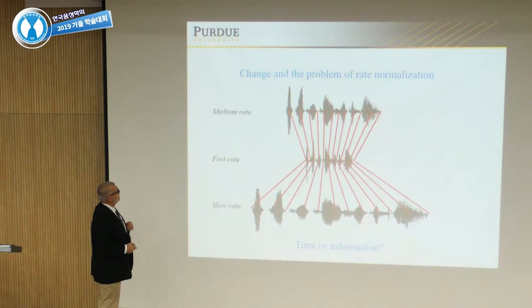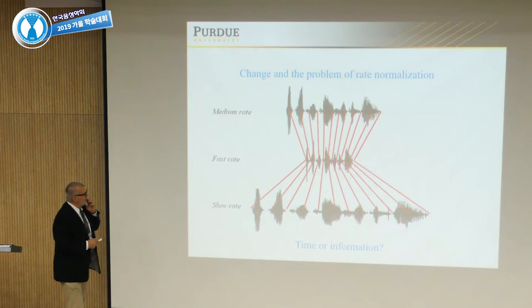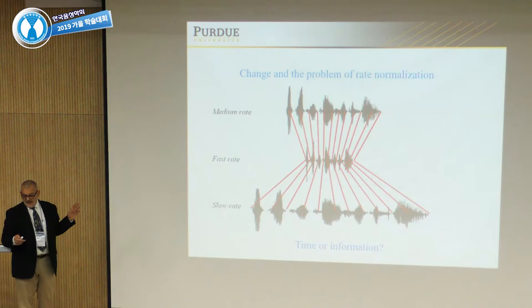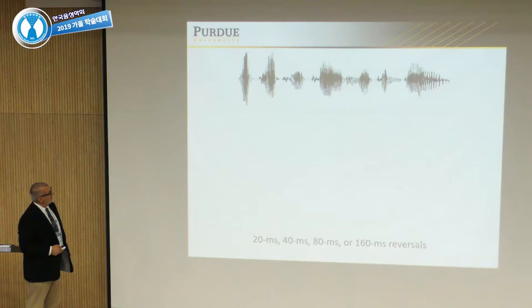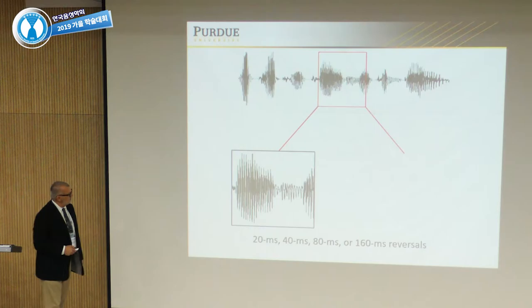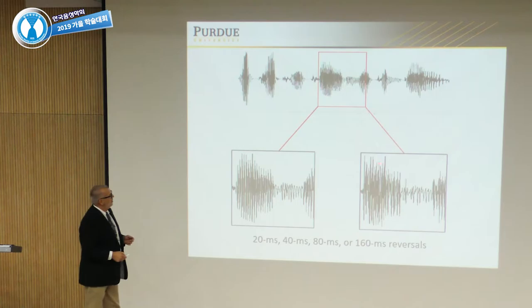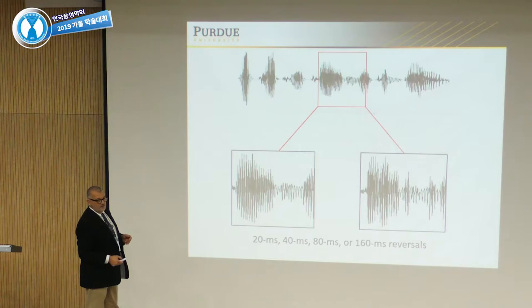All right, so let's put this to work, see if it does anything for us. So here's the classic problem of rate normalization: medium rate speech, fast rate speech, slow rate speech. And people worked a lot on rate normalization. Here's our tack on it. What we did is we took sentences and we did a pretty extreme temporal distortion. In the first case, every 20 milliseconds of the signal was flipped backward. Then the next 20 milliseconds was flipped backwards. Or 40 milliseconds. Or 80 milliseconds. Or 160 milliseconds. This is a pretty severe distortion.